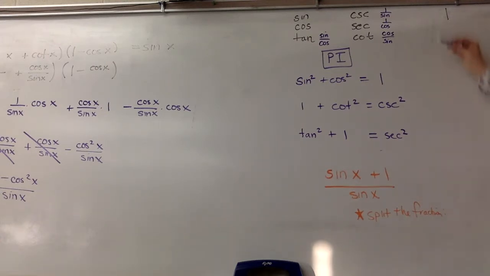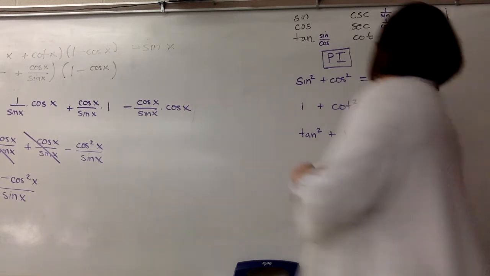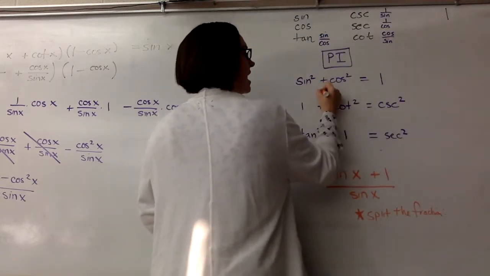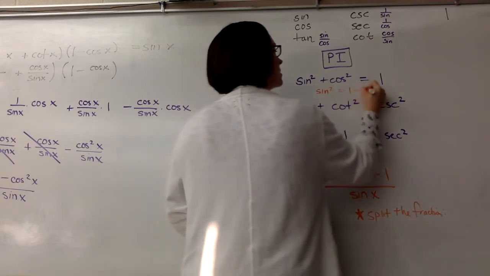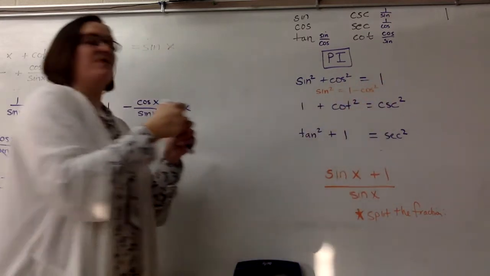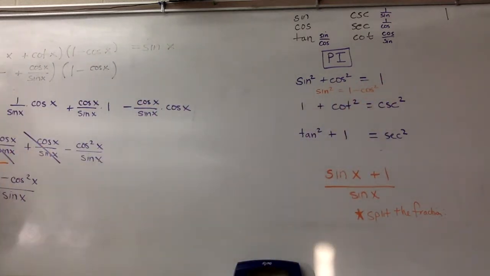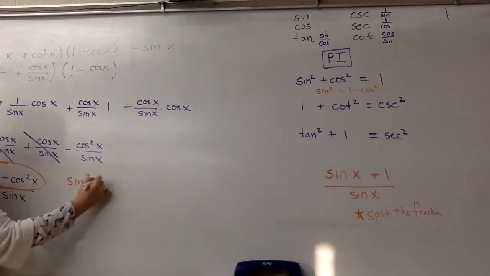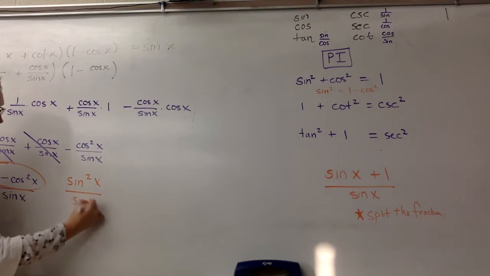What's over here that's going to help us with squares? The first one. What can I rearrange this first equation to say? I can say sine squared is equal to 1 minus cosine squared, correct? So if that's the case, what can I replace this with? Sine squared x, all of which is over sine x.